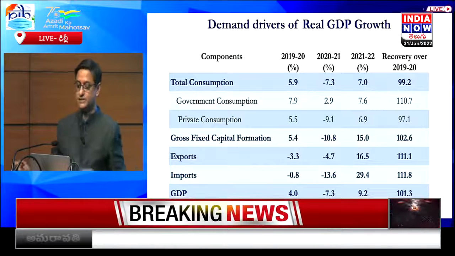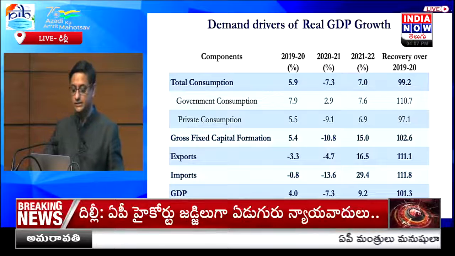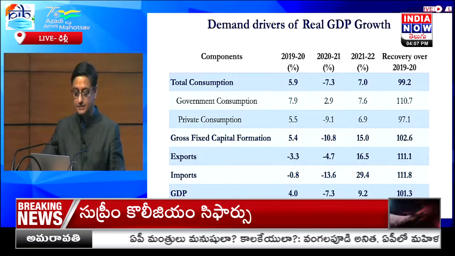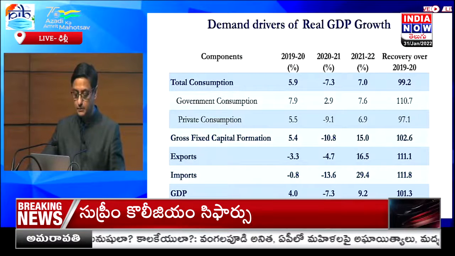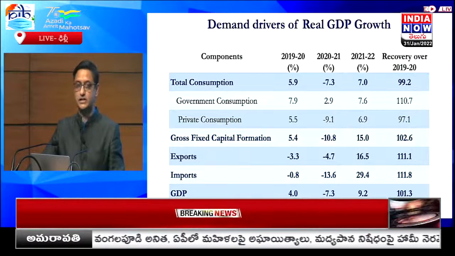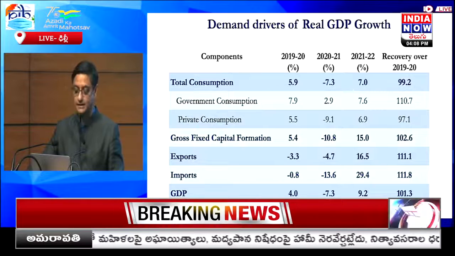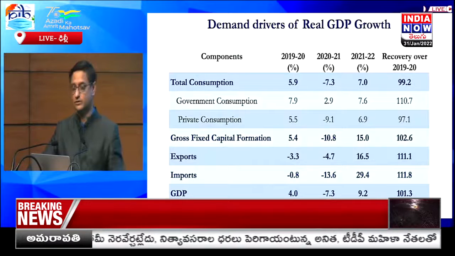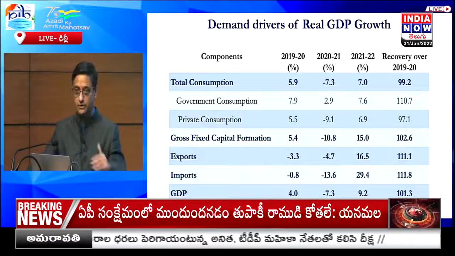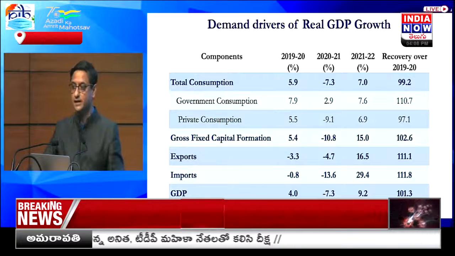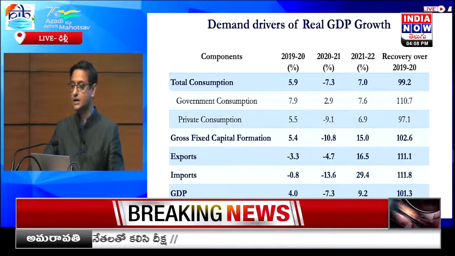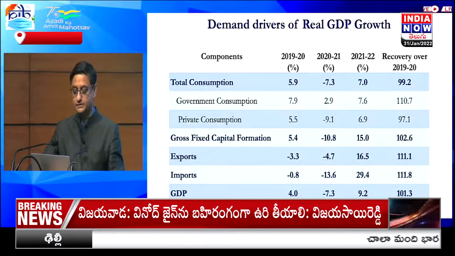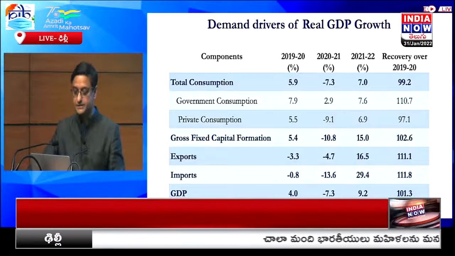Now we can do the same exercise from the demand side, looking at real GDP growth, and you can again see that when you look at total consumption, it is just shy of where we were before the pandemic. Government consumption, of course, has been reasonably strong, not surprising, given a lot of spending that's happened, particularly on the health front, but on other kinds of things, including providing safety nets to vulnerable sections of society and of the business sector. So private consumption, on the other hand, still lags.